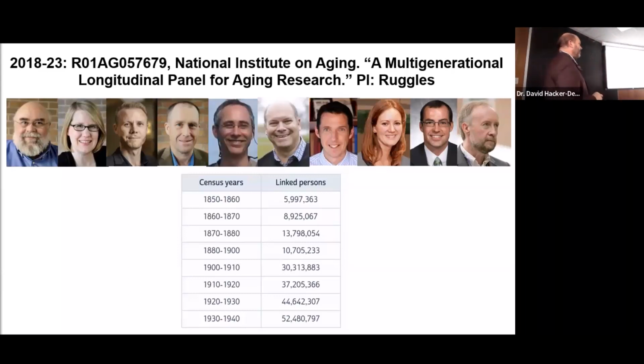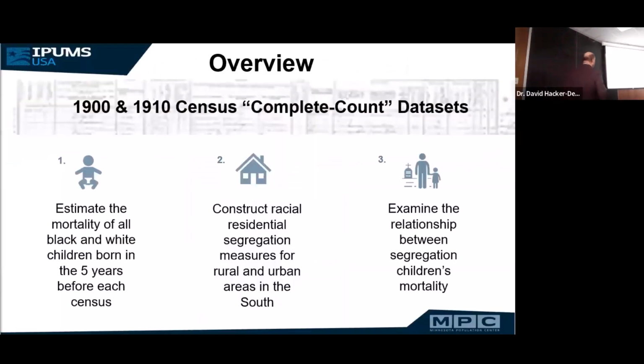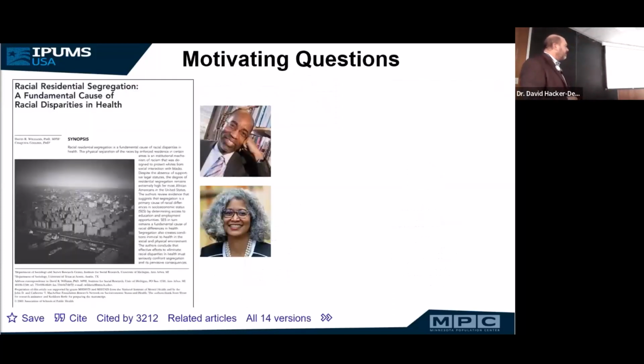Okay, let's get into the project then. I'm not going to be doing all that. This again: estimate child mortality, try to estimate segregation measures, and look at the relationship between segregation and children's mortality. Some motivating questions here. I guess you guys have had a couple presentations on systemic racism and health. I'm probably Johnny come lately here, me and JMag, and you're probably better equipped to quiz me on this.